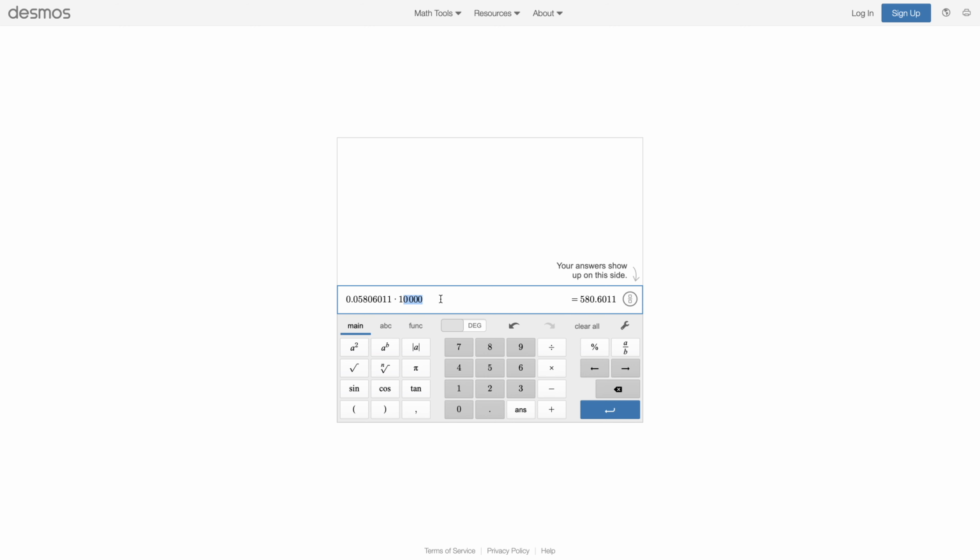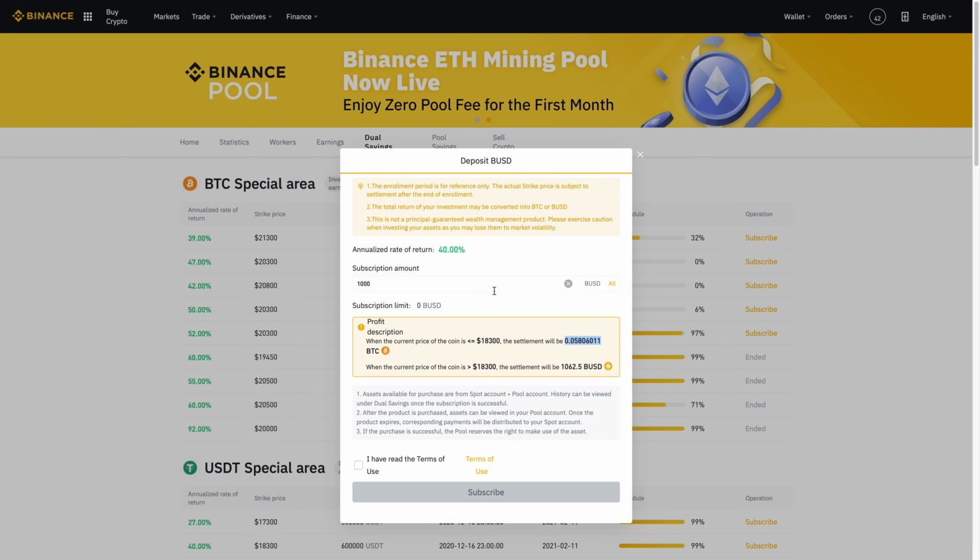Now, if you go to 18,300, you still have a little bit of margin of safety. So let's just say you do 17,500, you still made $16, but your break even is about, well, I'd say maybe 17,250. Okay, there we go. So 17,250 is about your break even price. So that is the risk that you're going to take when you subscribe to dual savings. So it's not risk free if you thought so. That's why the annualized rate of returns are so much higher than some of the other products that they have.